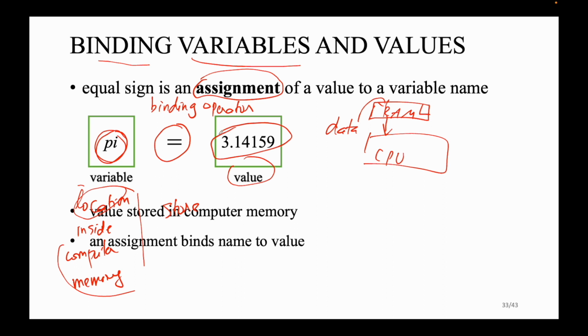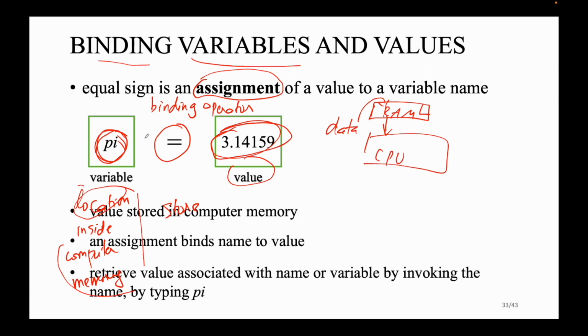So from now on, instead of trying to remember this long number, 3.14159, you only need to remember this one, pi. It's enough. It's easier to remember, and you can speed up your coding progress. And every time you need to access this value in your code, you only need to type pi.